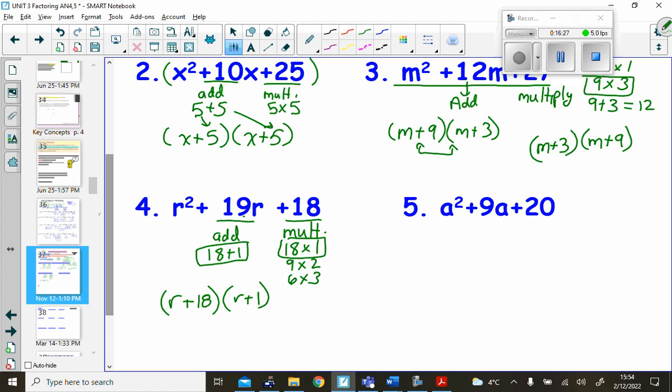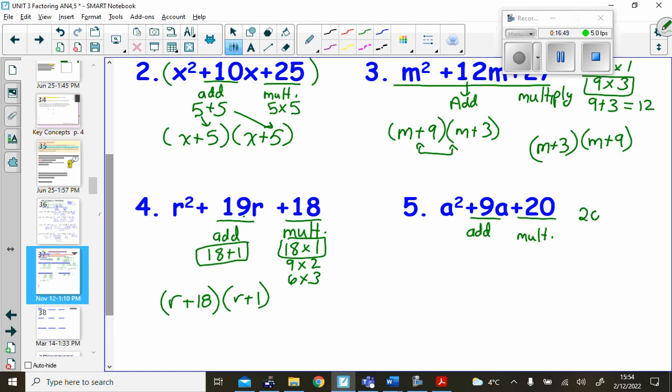These have all been positives. We played our game with some negatives. I think I have some on the next slide. I'll make sure I do a couple of them. But we'll do one more with positives. What numbers multiply to give the last term, and add to give the inside?